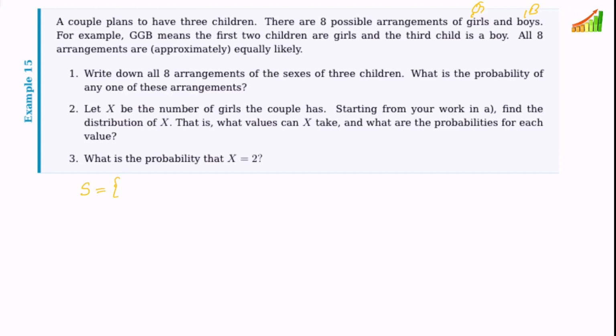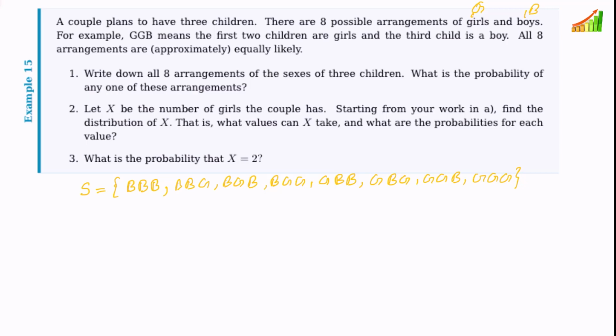We can say first boy, second boy, third one also boy. Only boys here. Next, B, B, G, then B, G, B. B, G, G. Oh, first one girl, second one boy, next one also boy. G, B, G. G, G, B. Oh, all girls, no boys. So these are all the possible arrangements. Therefore, this is the sample space.